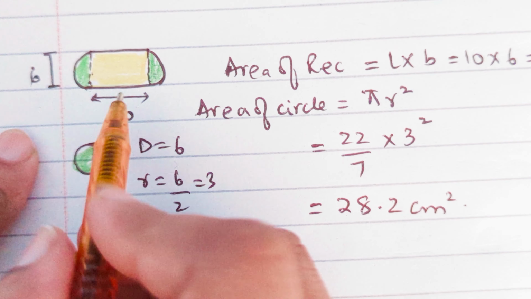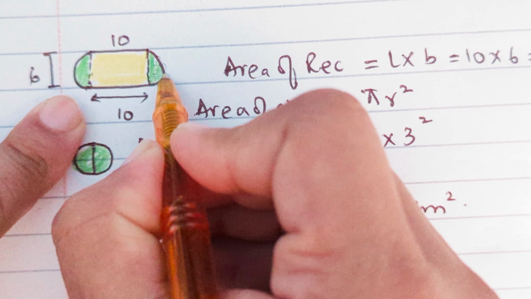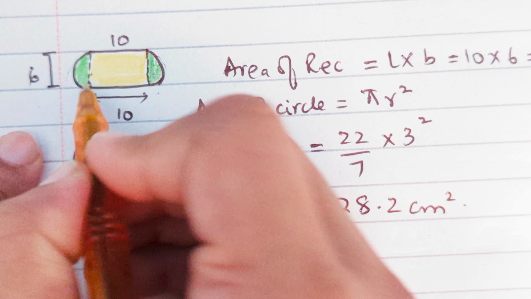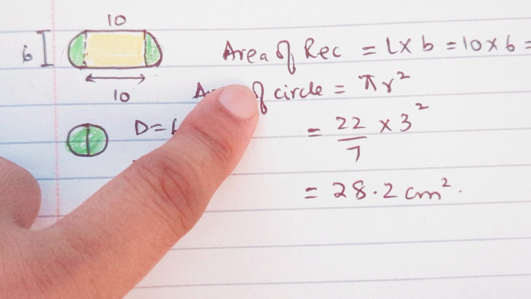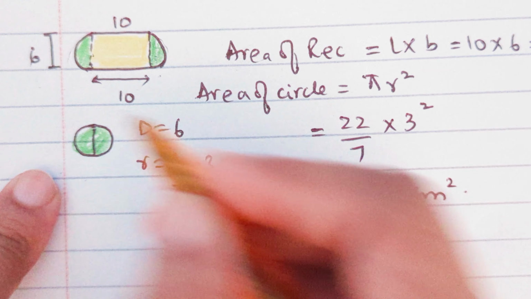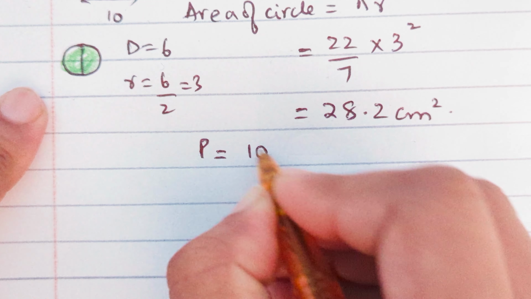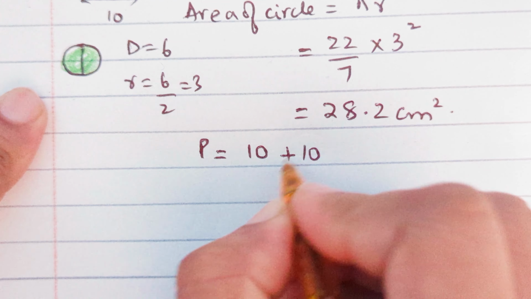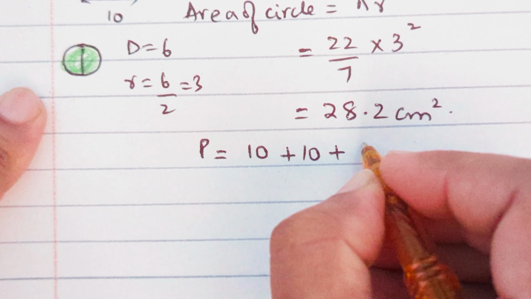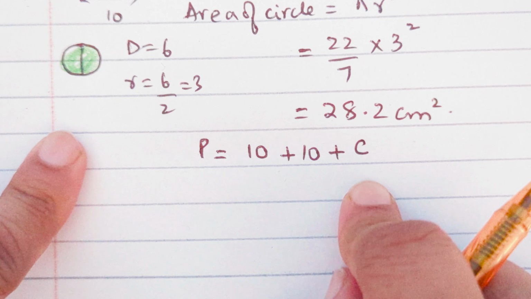Now we have to find out the perimeter. So perimeter means this 10, the opposite side is also 10, and this is half of the circumference, another half of the circumference, which means we have a whole circumference. So the perimeter would be 10 plus 10, the upper part and the lower part are 10 each, and then the whole circumference of a circle where the radius is 3 centimeters.